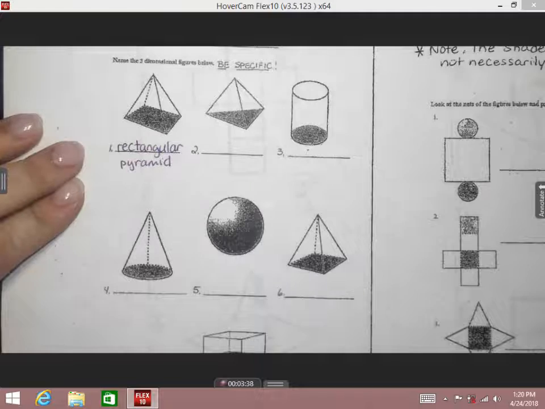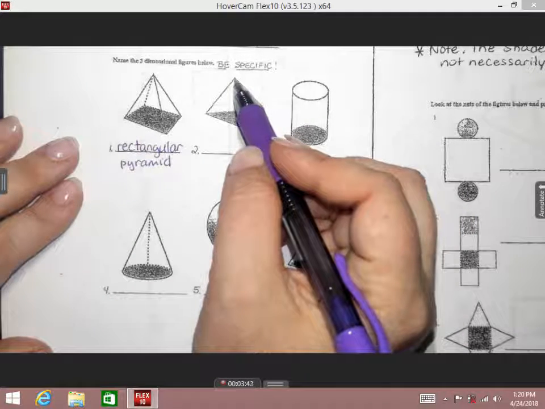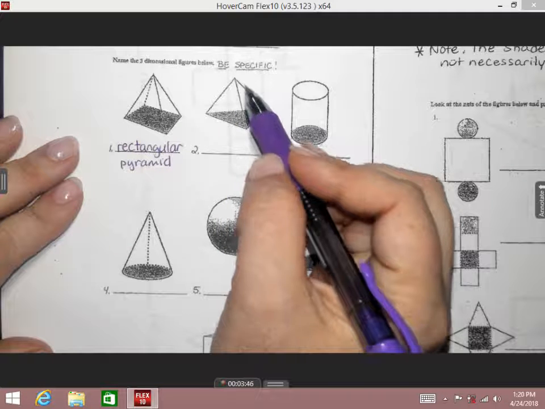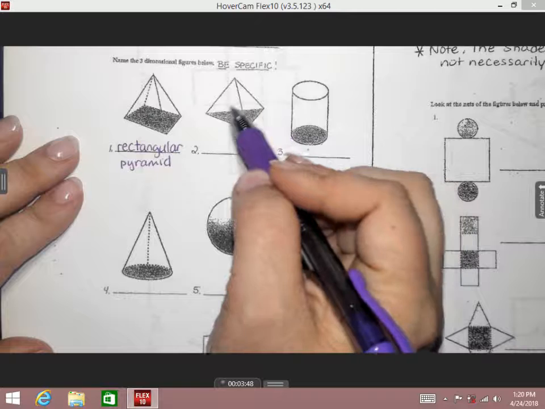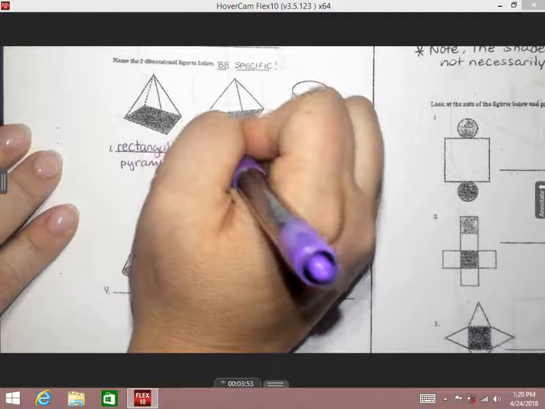A rectangular pyramid. All right, this shape also meets at a point, correct? So y'all see how it meets at a point at the top? So that means it's also a pyramid, but what shape is on that bottom? Triangle. A triangle. So guys, this is a triangular pyramid.